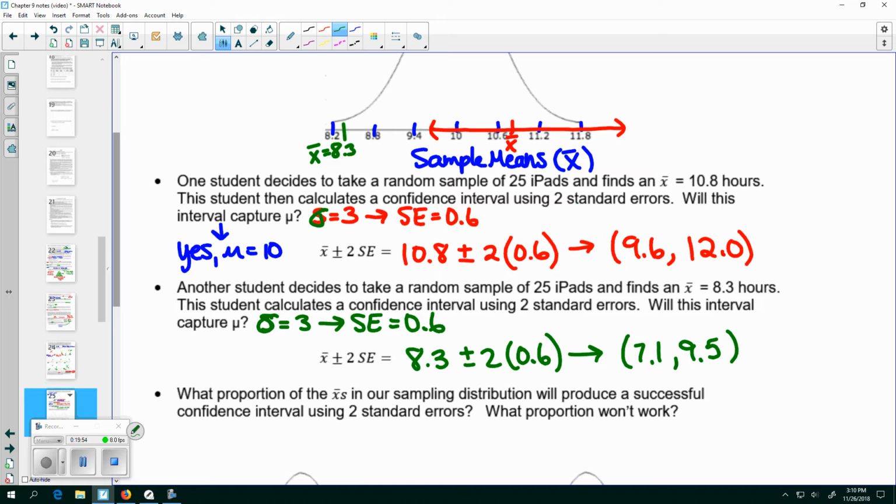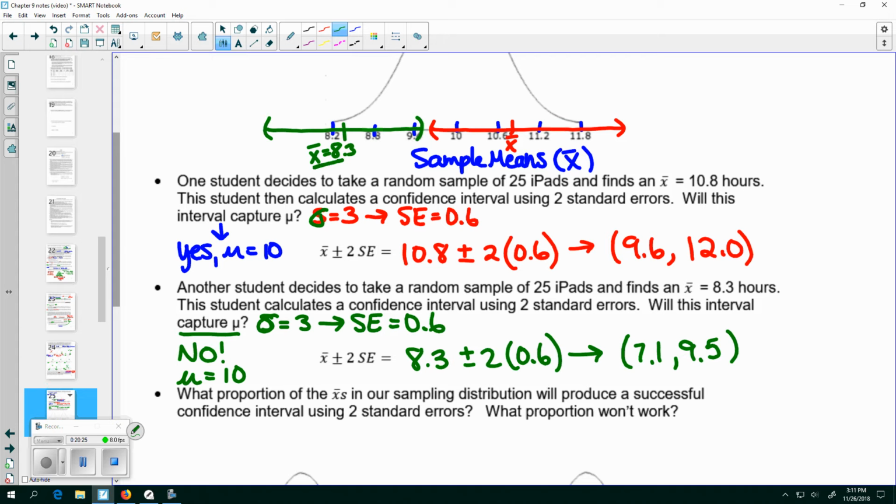If you come up here and draw those in, 9.5 is roughly there. 7.1 is roughly here. So they would be saying any number in between those two and including those endpoints are possible values of mu. Now the bad news for this student, notice, is that they didn't capture mu. Mu equal to 10 is not in their interval. Doesn't mean they did anything wrong. It just means they were one of the unlucky folks.